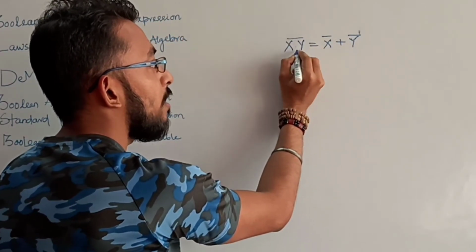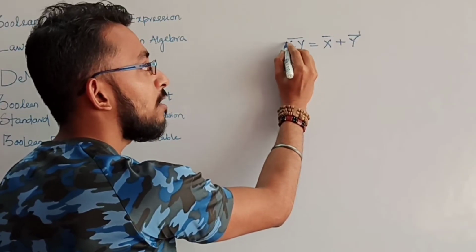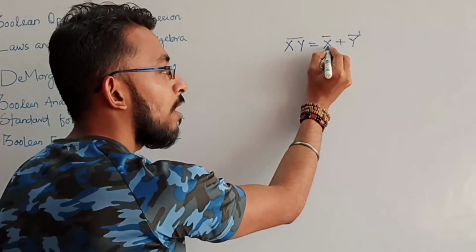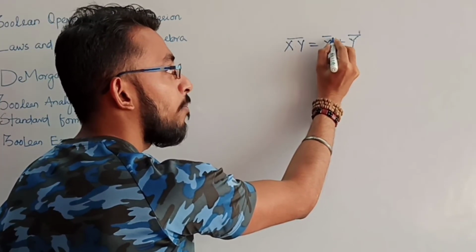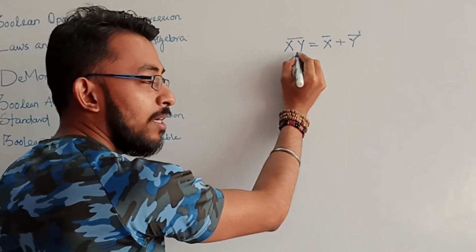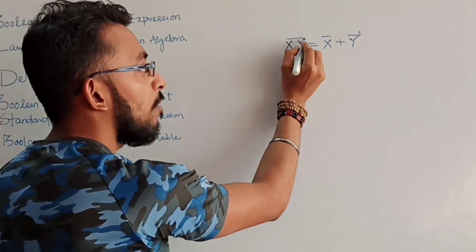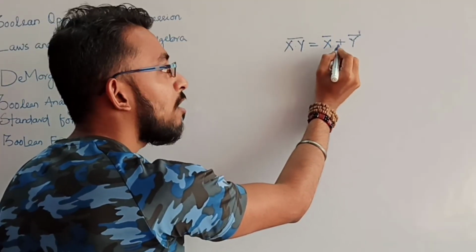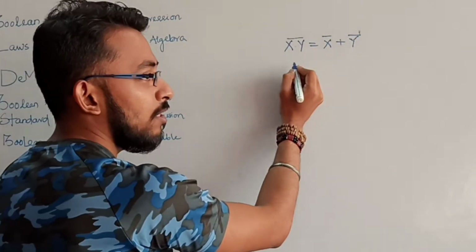the complement of any product term. x dot y is a product term, so the complement of any product term is equal to the sum of the complement of each term. It means when two terms are ANDed, they are a product, then I take the complement of that product term, which is equal to taking the complement of each single term, then I can add them. So this is the first theorem.